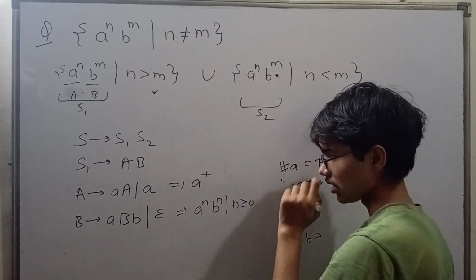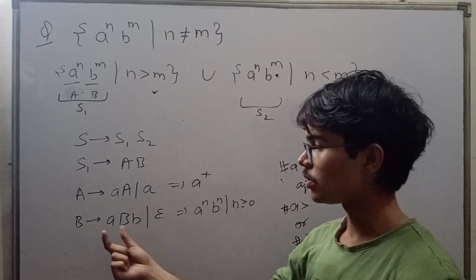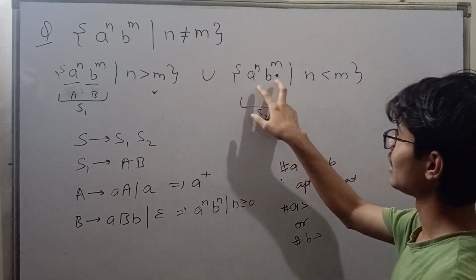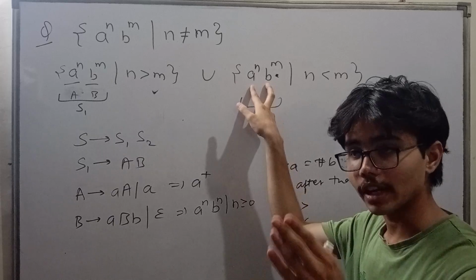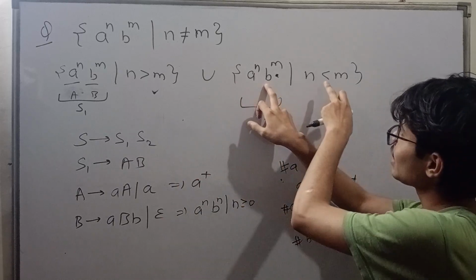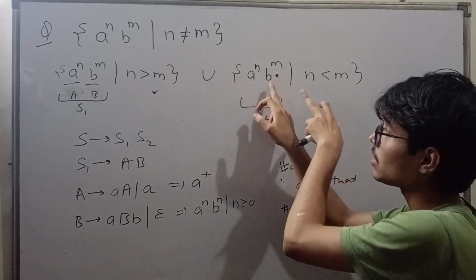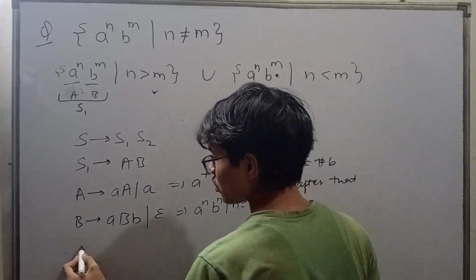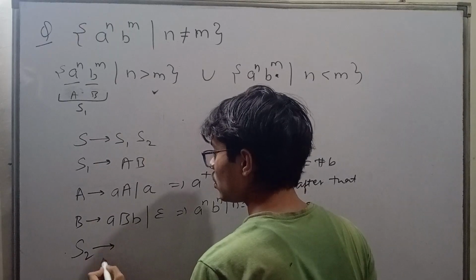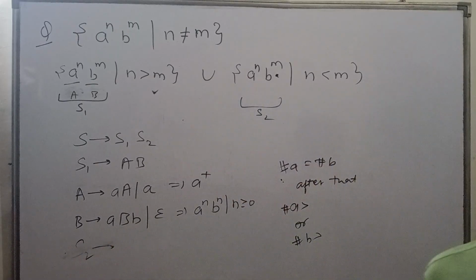After that I can reuse this b here also, because here is also a case where the number of a and b are equal at some point. After that, the number of b must be greater. That means I have to create b plus here. Okay, I have to create b plus here. So in s2, it is shown here or not?